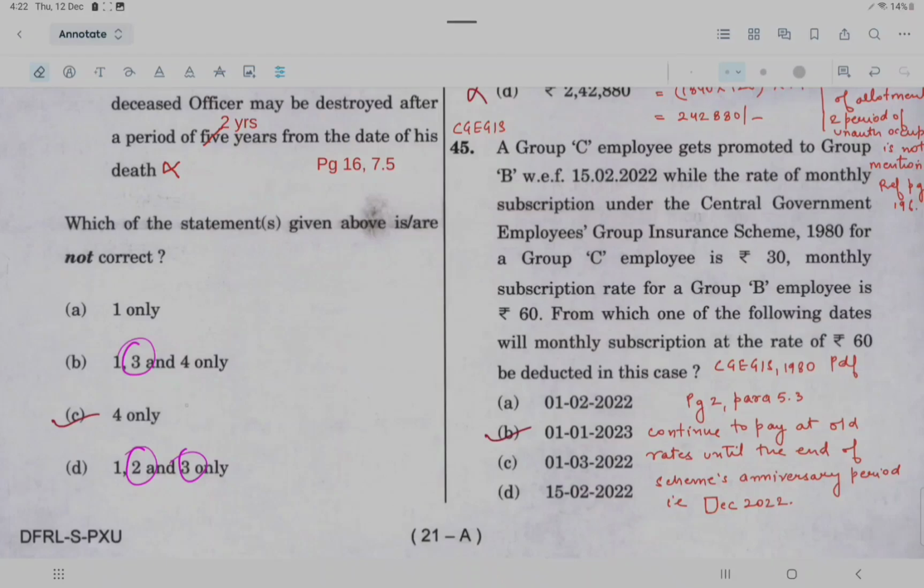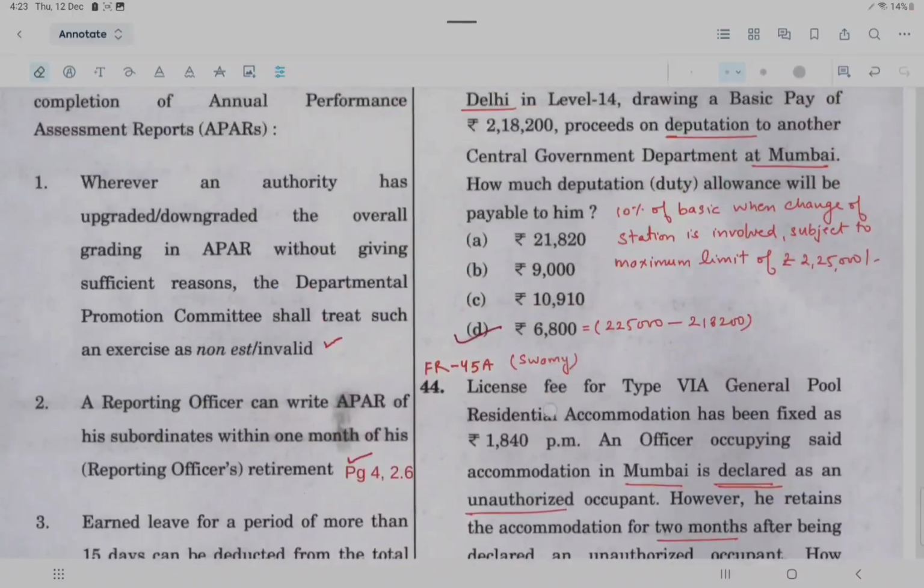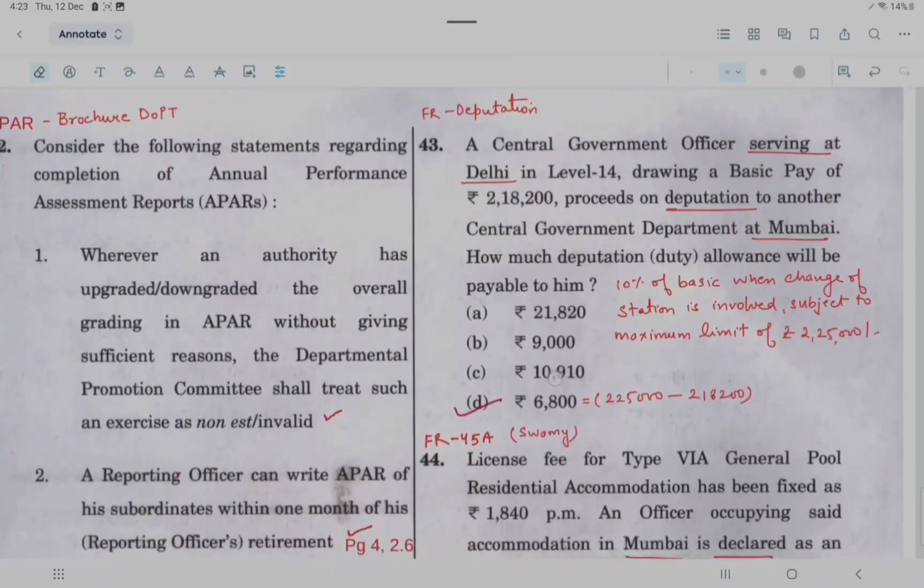We know 4 is incorrect definitely. So this is the right option. For 1 you will not find the brochure, but it's a general knowledge thing that when filing a PAR we know these things, so we can safely assume 1 to be a correct statement. Next question is 43 on deputation.